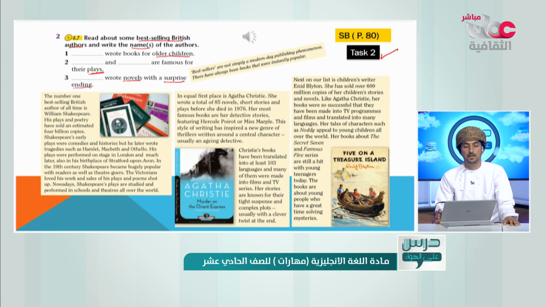So you have to find these keywords in the text in order to answer this task, to find the name of the authors. Before we start, I want to show you the 3 authors. We have got here first William Shakespeare, then we have got Agatha Christie, and finally we have got Enid Blyton. Now listen and read at the same time and try to find the answer for the question.